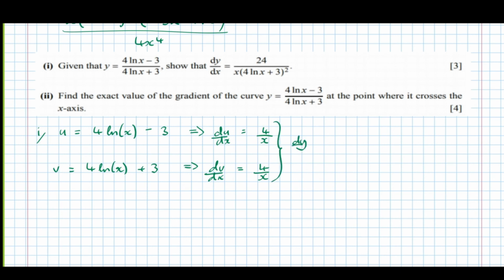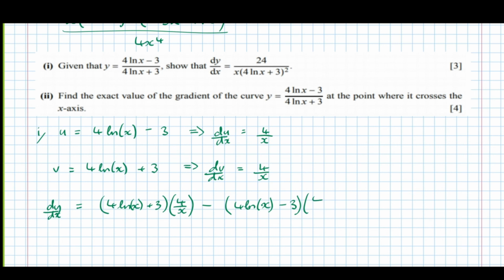So dy by dx is v du by dx. I'll start it down here, so there's plenty of room. dy by dx equals v du by dx minus u dv by dx, all over v squared.